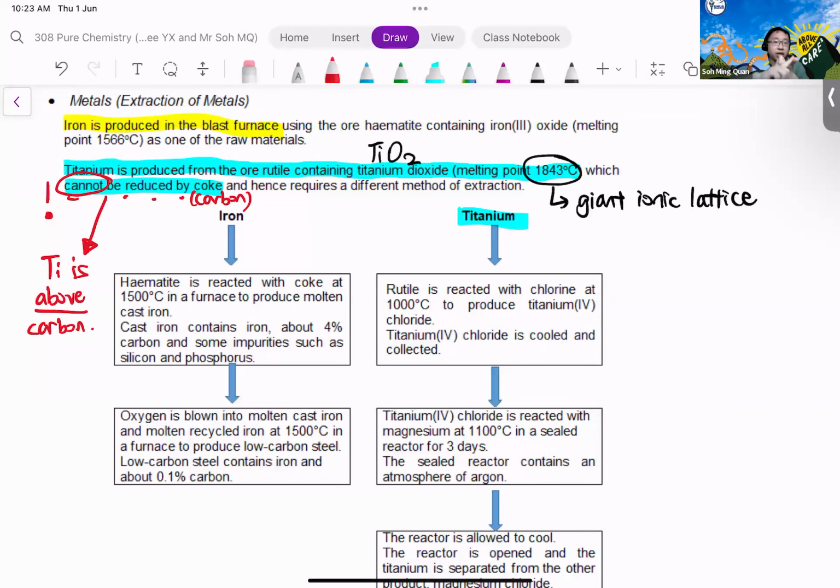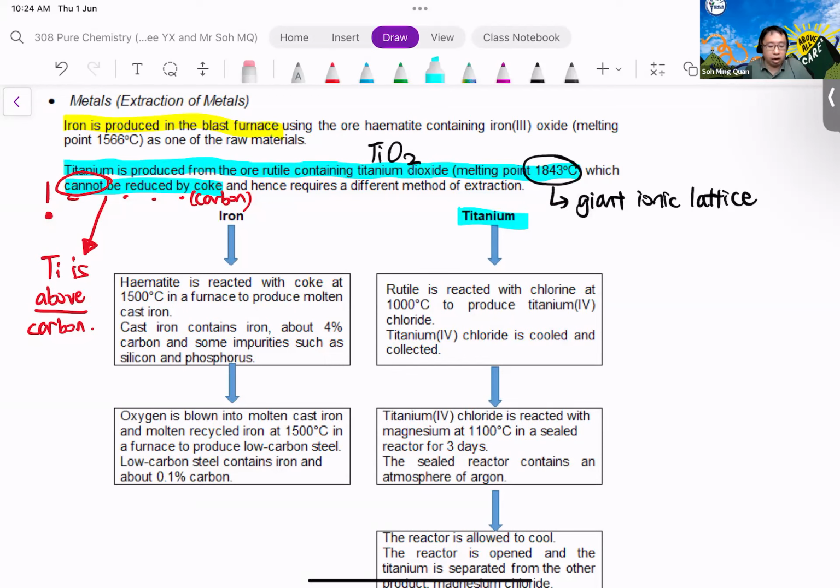So like aluminium, magnesium, calcium, they all cannot be reduced by carbon. That's why they have to be extracted by electrolysis, typically. So titanium is similar. It cannot be reduced by coke, means it's above carbon in the reactivity series. So now let's look. How is titanium really extracted?